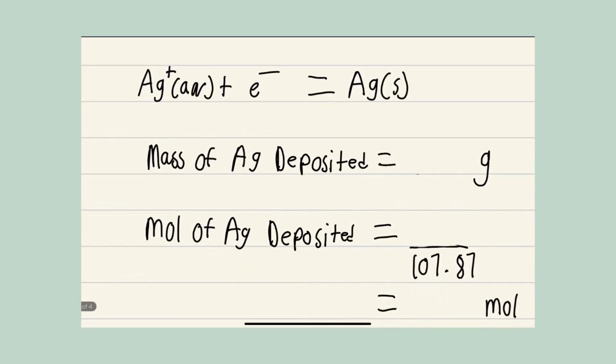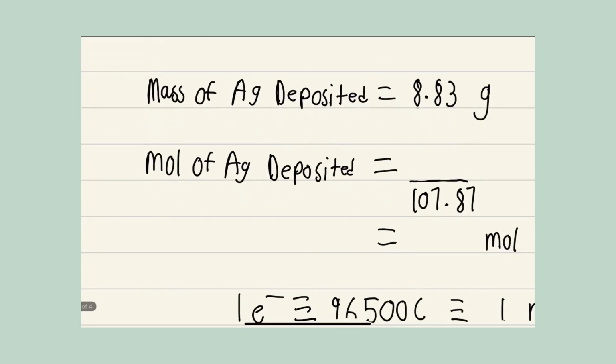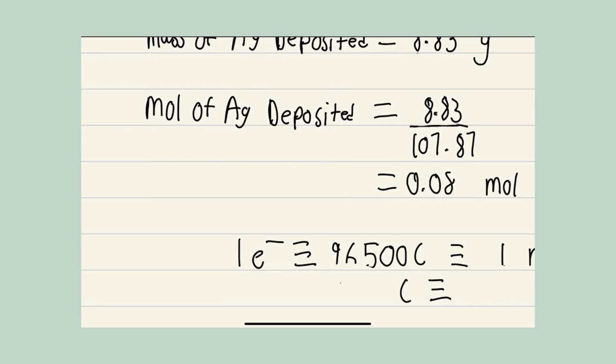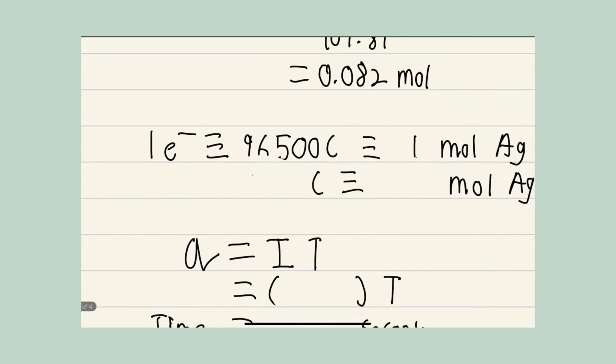So the mass of silver deposited, as the question stated, is 8.83 grams. So we write it down, 8.83 grams. Now we can find the mole of the silver deposited, which is basically mass over molar mass of silver. So we got 8.83 over the molar mass, which gets us 0.082 moles. Based on this equation, one mole of electrons, which equals 96,500 coulombs, equals 1 mole of silver. So since we have 0.082, this equates to about 7913 C.